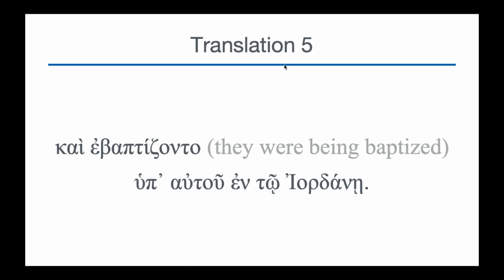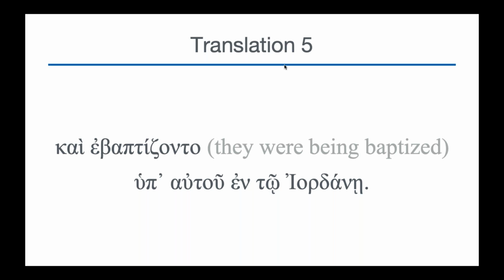Hup' autou. Now, that's hupo, but it cuts off the omicron because the next word starts with a vowel. So this is like a contraction in English. If the next word starts with a vowel, you drop off the last vowel. That happens with a lot of them. So hupo should be on your list. It's at the bottom right. Okay, hup' autou. And they were being baptized by.